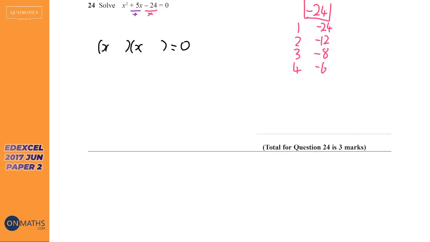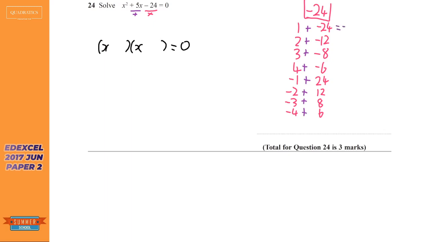But we can also have the first one being negative, so minus 1 and 24, minus 2 and 12, minus 3 and 8, and minus 4 and 6. So there's loads of possibilities here. So we're going to add them together and find the one that adds together to make that 5.